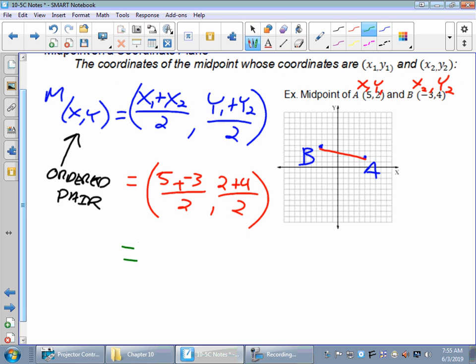So on the first one, we've got 5 plus a -3 is 2, divided by 2 is 1. So we'll call it M here. So the first point again is 1. 5 plus a -3 is 2, divided by 2 is 1. Your second point, 2 plus 4 is 6, divided by 2 is 3. So your midpoint would be 1, 3.